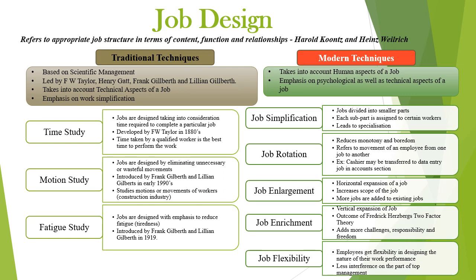Okay. Next one is job enrichment. If job enlargement is horizontal expansion, job enrichment is vertical expansion. Okay. Vertical expansion means giving more challenges, more responsibility and freedom to the employees. Now this concept is the outcome of Frederick Herzberg's two-factor theory. Okay, so there are these motivational theories where you need to motivate employees to perform better, and job enrichment is one of the technique of motivating employees.